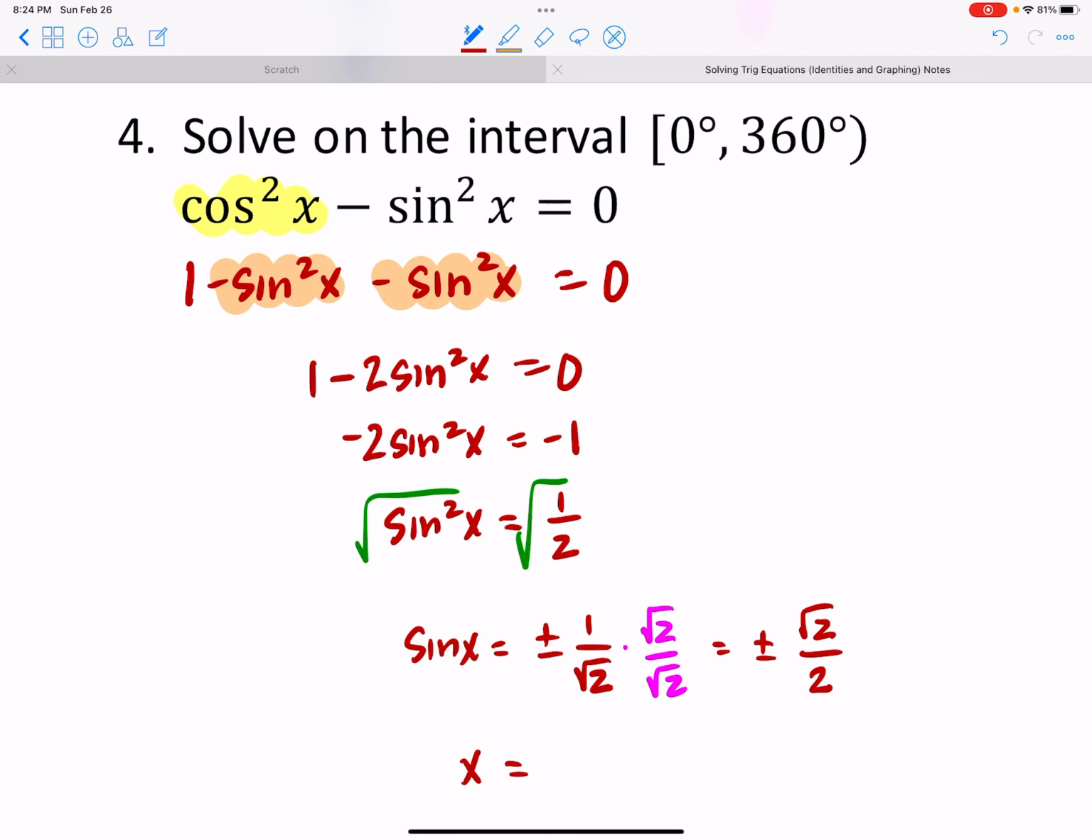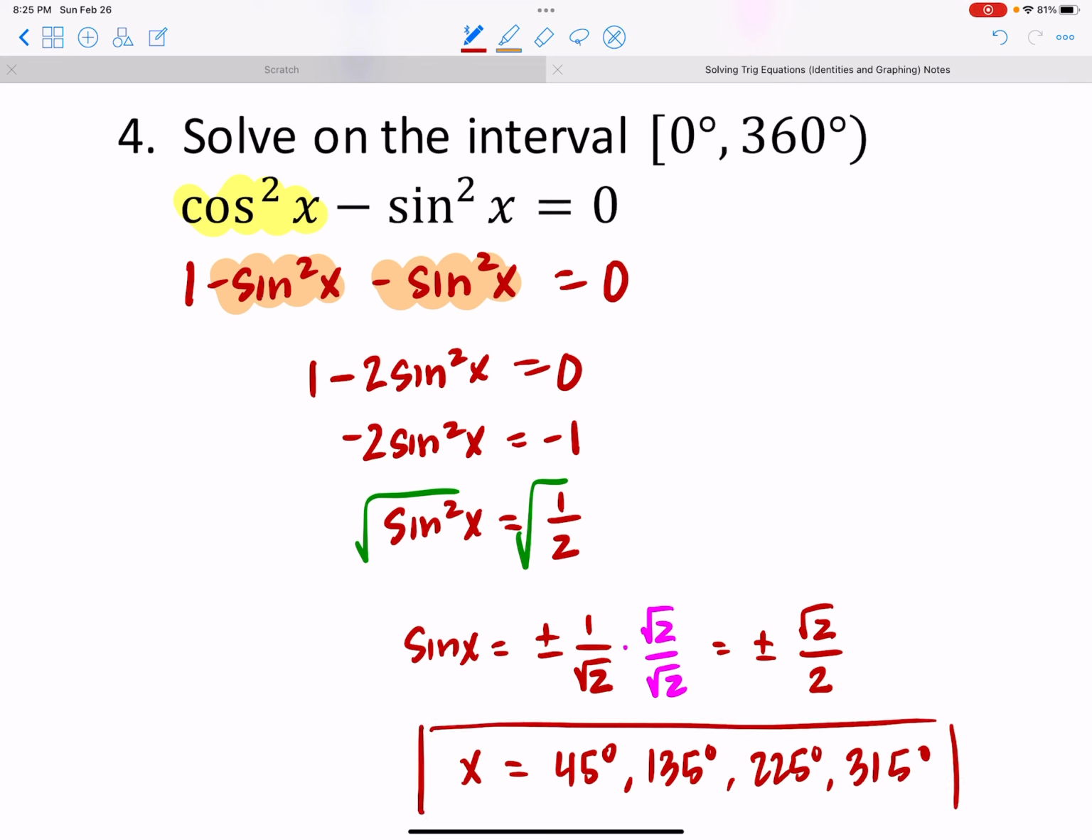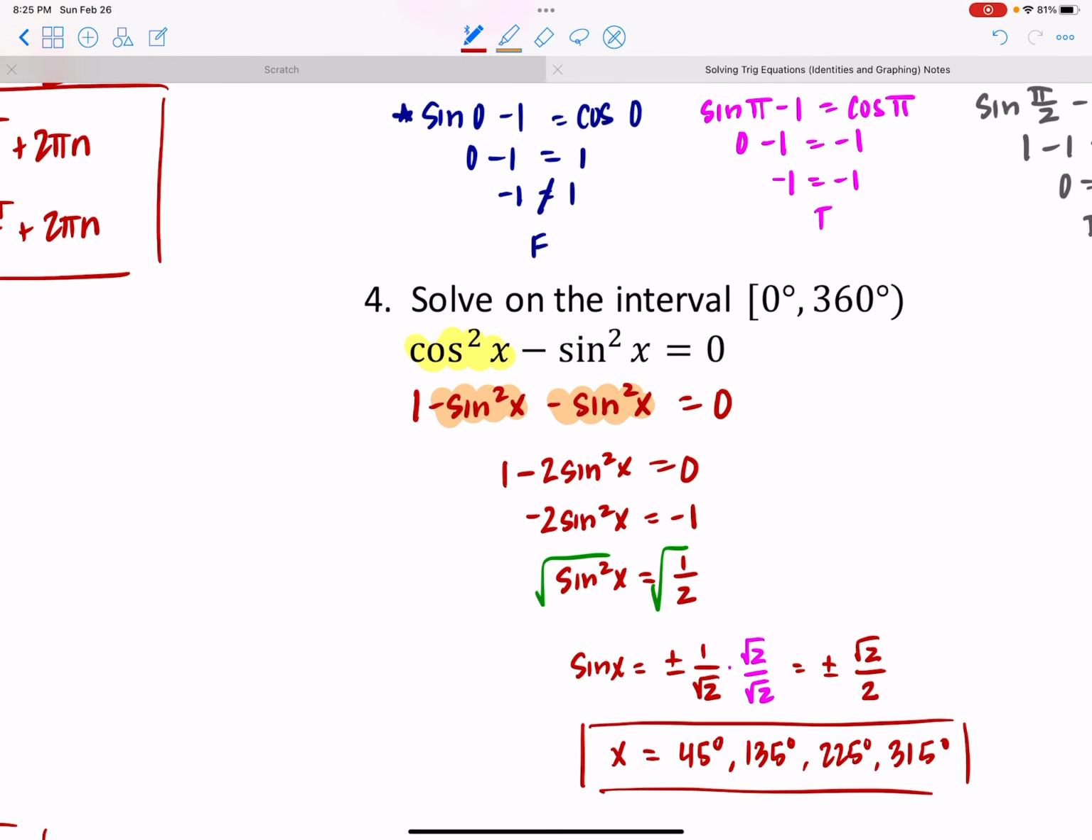So let's say 45 degrees, 135 degrees, 225 degrees, and then lastly 315 degrees, and those would be all of our angles, again from 0 to 360. Okay, hopefully if you paused, you did that correctly. If you did, good job. We survived method number 3 of solving.